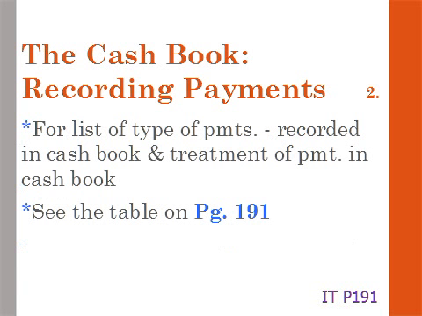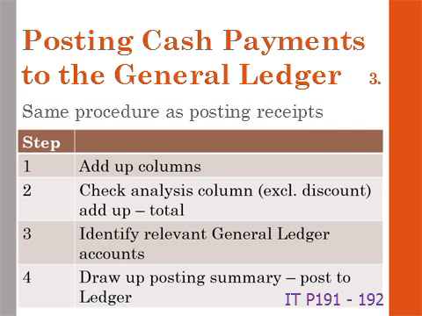For a list of the types of payments that are recorded in the cash book, and the treatment of those payments in the cash book, see the table on page 191 of your interactive text study guide. 3. When posting cash payments from the cash book to the general ledger, the same procedure used in posting cash receipts needs to be followed.